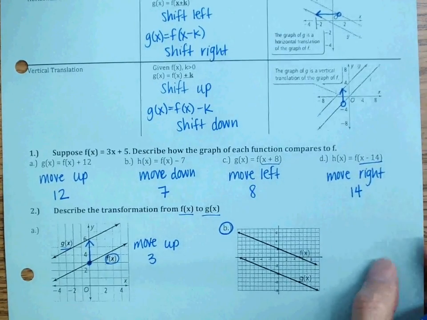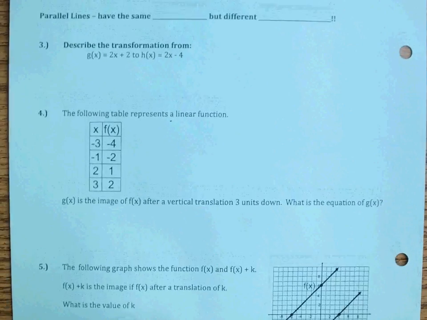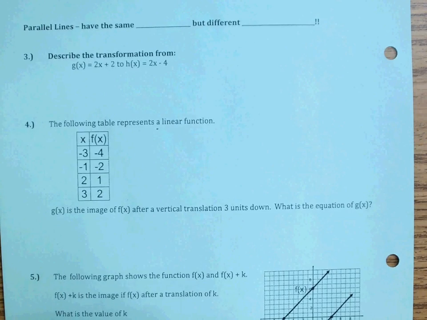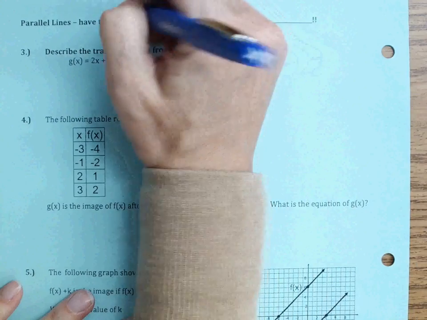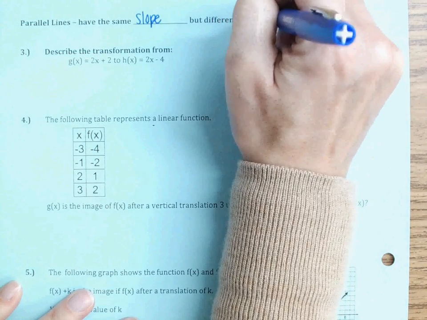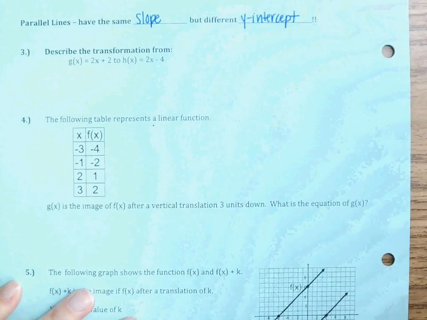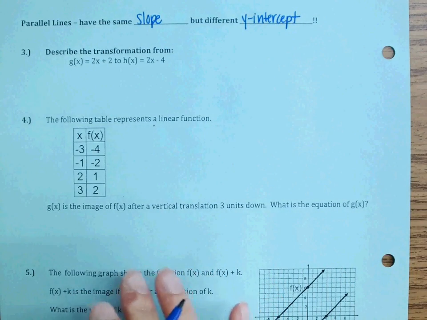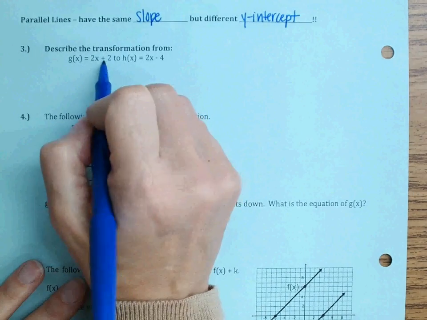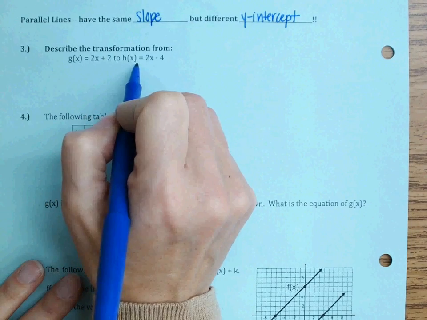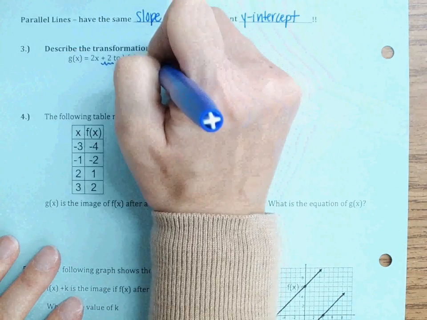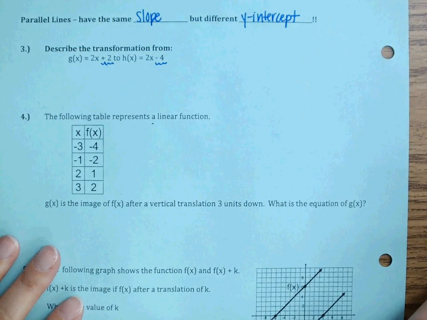All right, let's go ahead and flip these over. Right now we're going to briefly discuss parallel lines. Parallel lines have the same slope, but different y-intercepts. We'll go ahead and try number 3, where we will describe the transformation from g of x equals 2x plus 2 to h of x equals 2x minus 4. They have the same slope, so we know they're parallel lines.